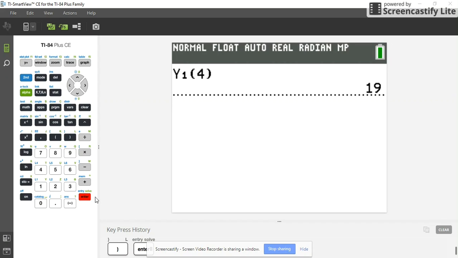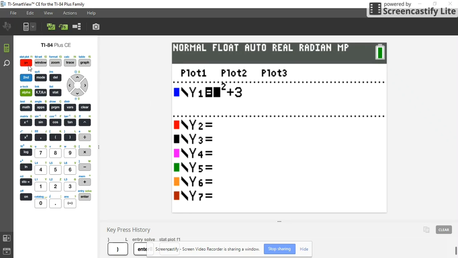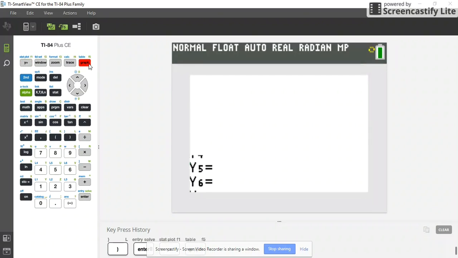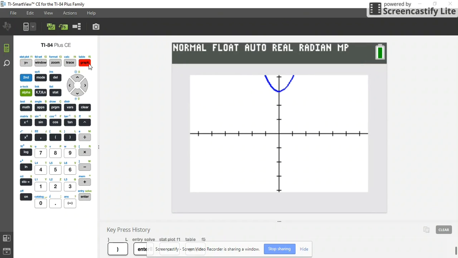So when you want to plug a value into a function on the main screen, you have to bring up the y variable and then put the value of x immediately afterwards in parentheses. If you're looking to find the value of the function while on the graph screen, well, we got y equals, there it is, x squared plus 3. And if I go to the graph, all right, there's the graph of x squared plus 3.